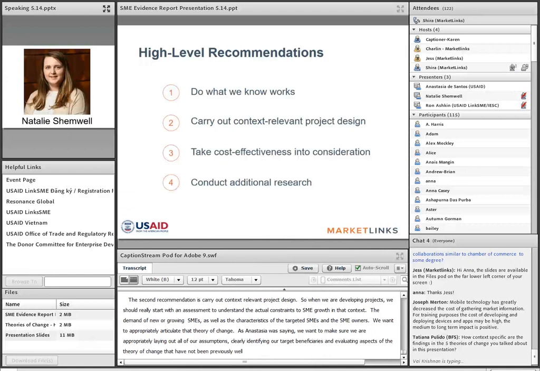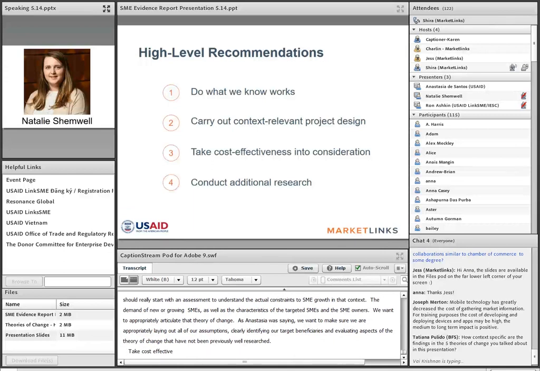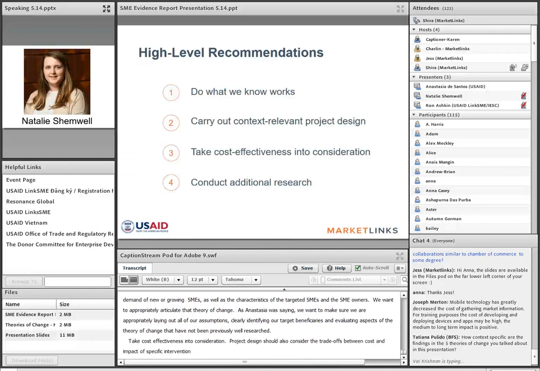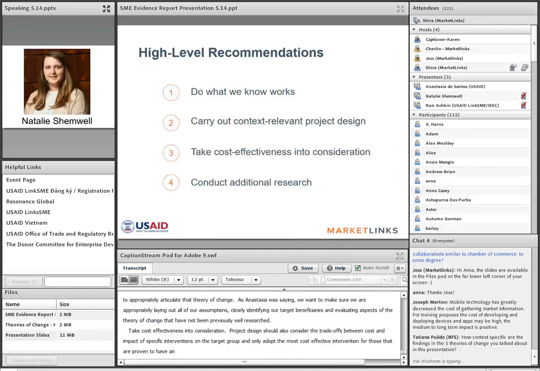Take cost effectiveness into consideration. Project design should also consider the trade-offs between cost and impact of specific interventions on the target group and only adopt the most cost-effective intervention, so those that are proven to have an impact. We need to conduct additional research.